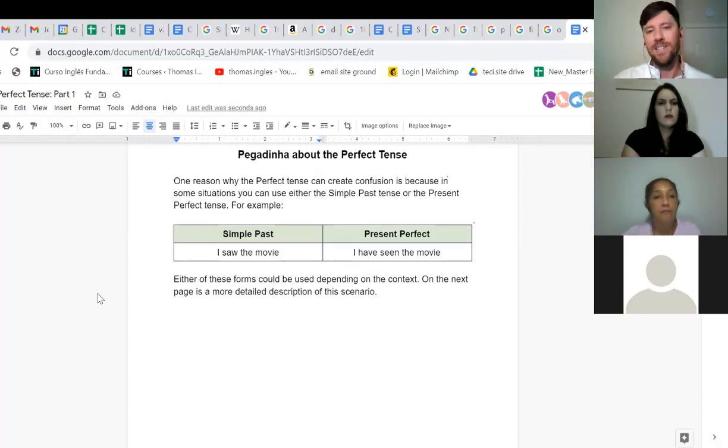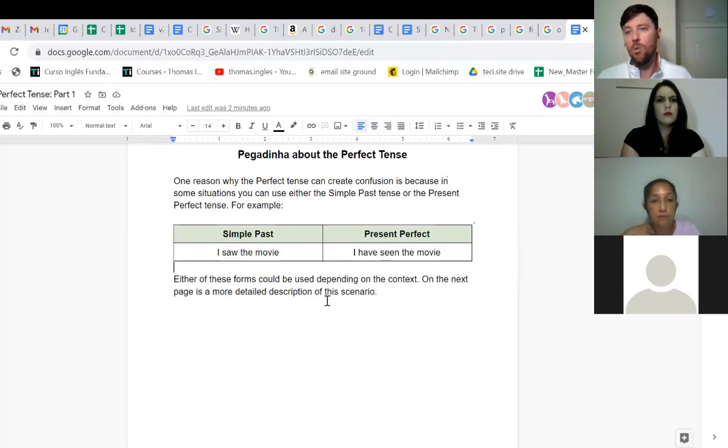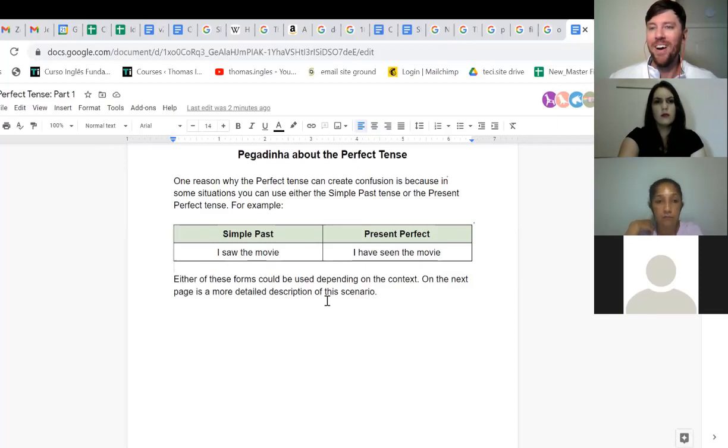So one reason why the perfect tense can create confusion is because in some situations, you can use both. You can use, você pode usar o simple past, ou você pode usar o present perfect. So, exemplo, I saw the movie, or I have seen the movie. Os dois são comuns, os dois são normais para uma pessoa dizer em inglês. So you could say, I saw the movie, or I have seen the movie. And they're both correct. So, algo que você precisa aceitar é que em algumas situações você pode usar os dois, o simple past or o present perfect.